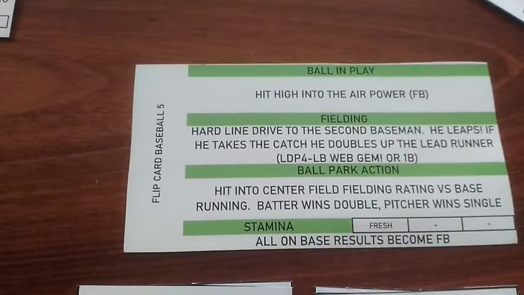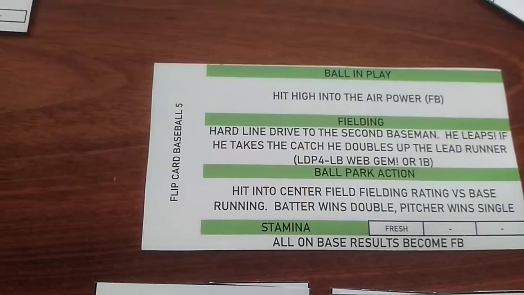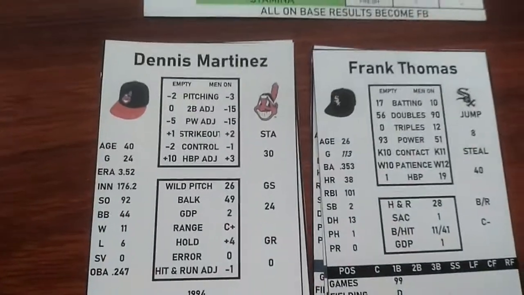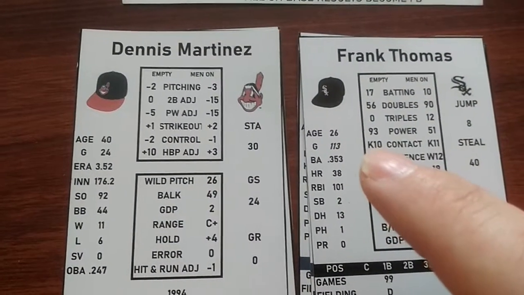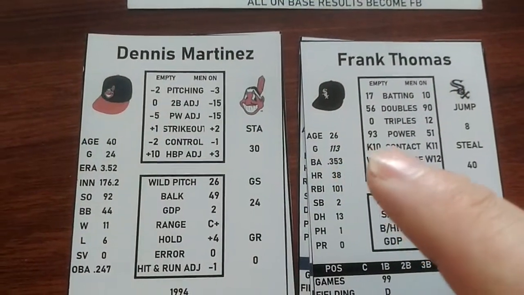Power's exactly the same. So here we got one. Hit high into the air, power. Now, that's a fly ball if the power check doesn't happen. Okay, so over here, Frank Thomas had a really good year in the strike shortened season, 38 home runs in 113 games.